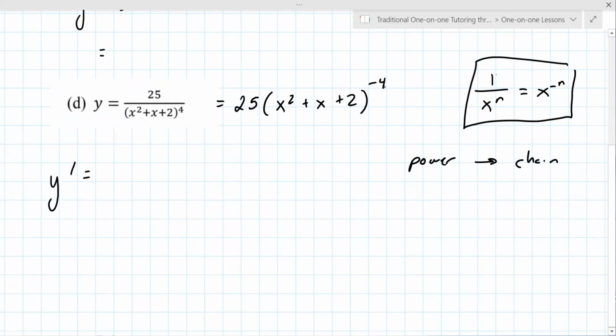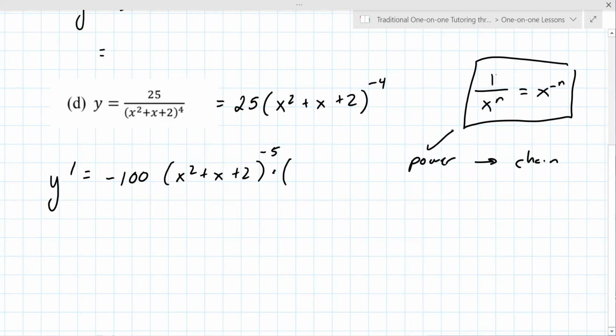So this minus 4 comes out in front. Now I think you should be comfortable with multiplying it. If you're not, let me know, but it's minus 4 times 25, that's minus 100. X squared plus x plus 2. We're subtracting 1 from negative 4, so that's minus 5. That takes care of the power rule.